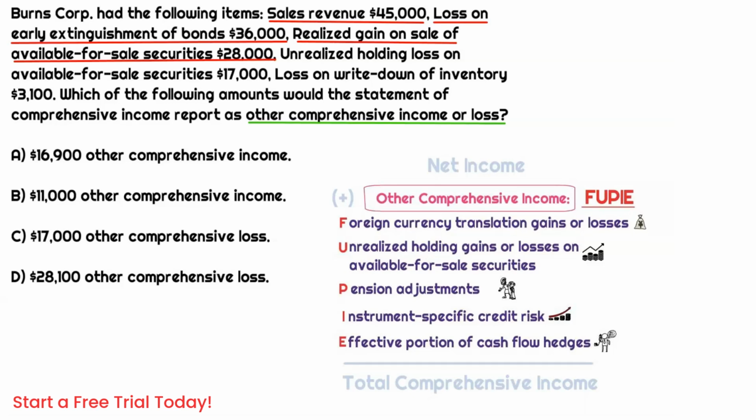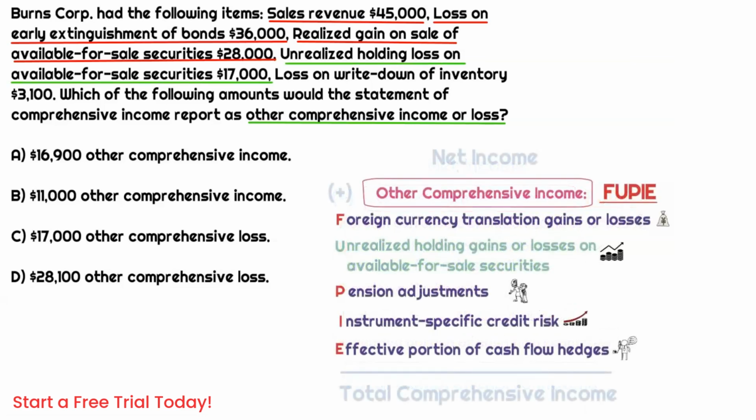All right, but keep in mind, it's unrealized gains and losses from available for sale securities. So therefore, the unrealized loss on the available for sale security of $17,000 would be included. Right, this is the U in our FOOPB mnemonic. And finally, the loss on the write-down of inventory for $3,100 would be excluded, as this would be included in the calculation of net income, right? Losses on the write-down of inventory is not within our FOOPB mnemonic, so we're not going to include this.